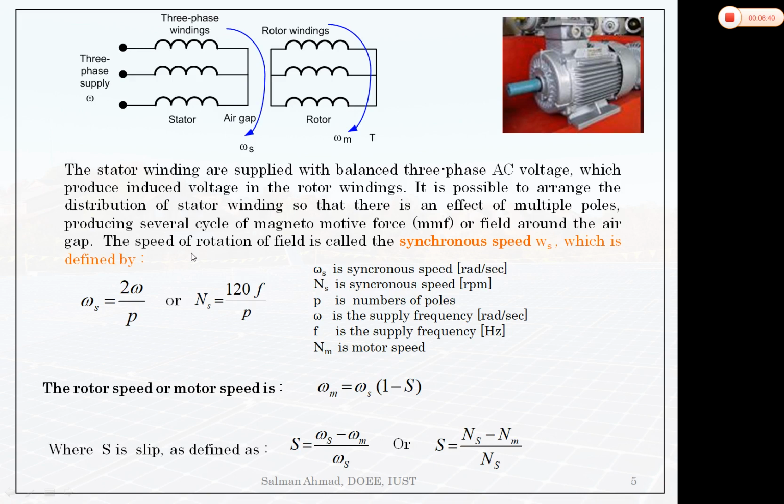So the basic principle is written here. The stator winding is supplied with balanced three-phase AC voltage, which produces induced voltage in the rotor winding.